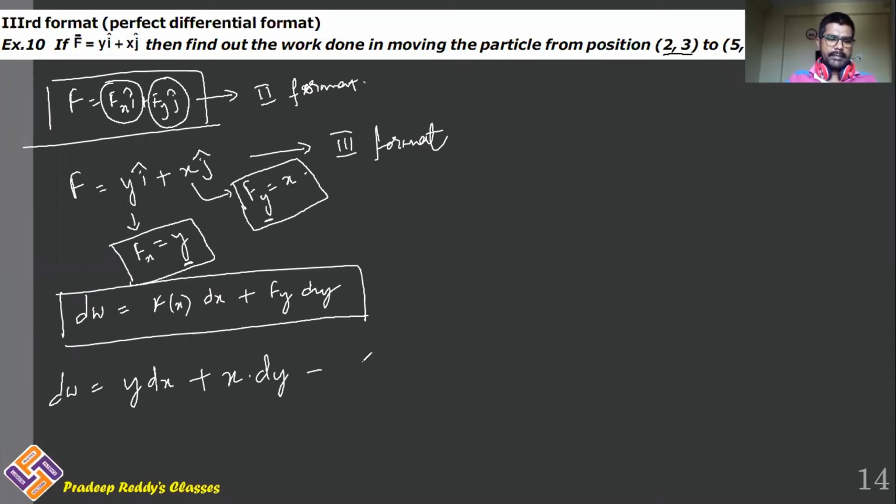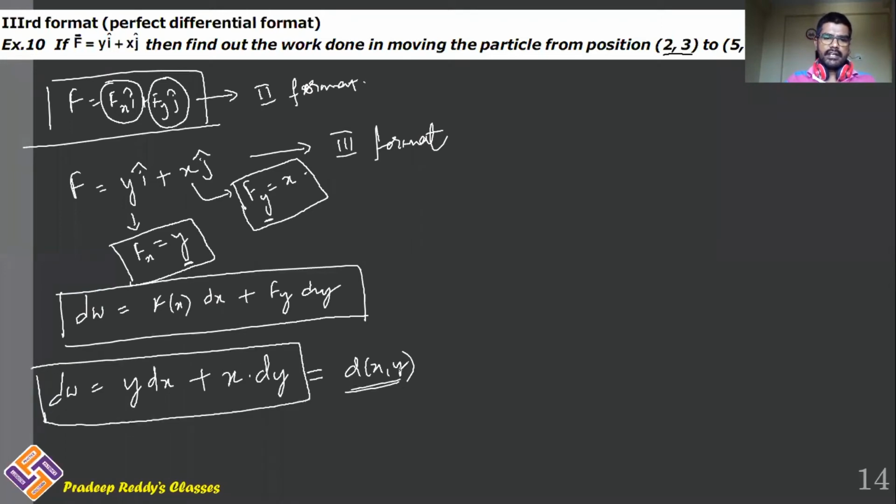And this is simply written as d of x comma y. D of x comma y is differentiable with respect to the x-axis as well as the y-axis. That means the function is variable with respect to x as well as with respect to y. So clearly, I'll just represent y dx plus x dy as d of x comma y. So I can simply write dW is equal to d of x comma y.